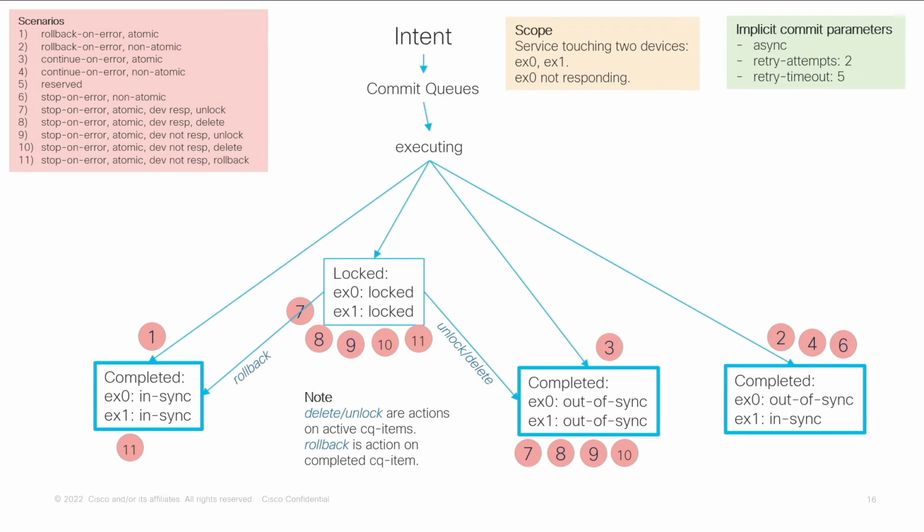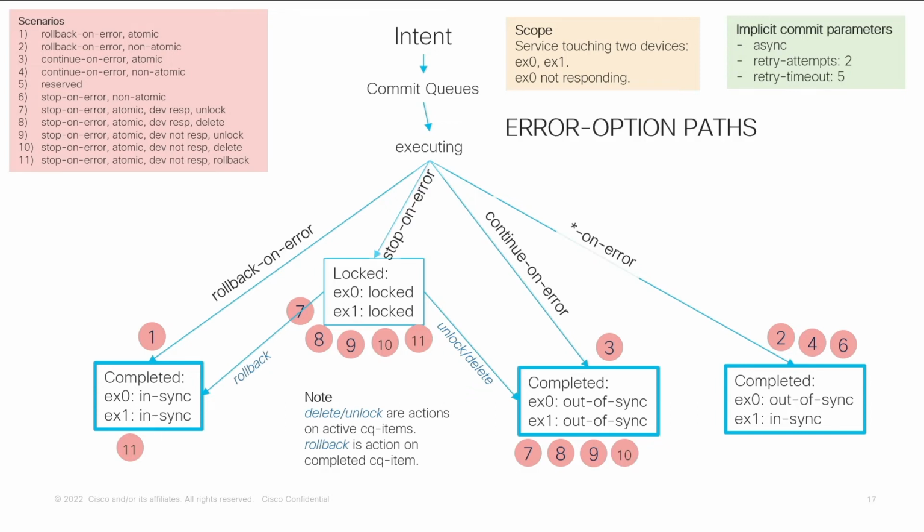So actually, what do all these lines mean? We push in our content, it will end up in CDB. We will have a commit queue item that is in state executing, but then we have 1, 2, 3, 4 lines. What do they mean? They are actually the result of what you set the error option to.